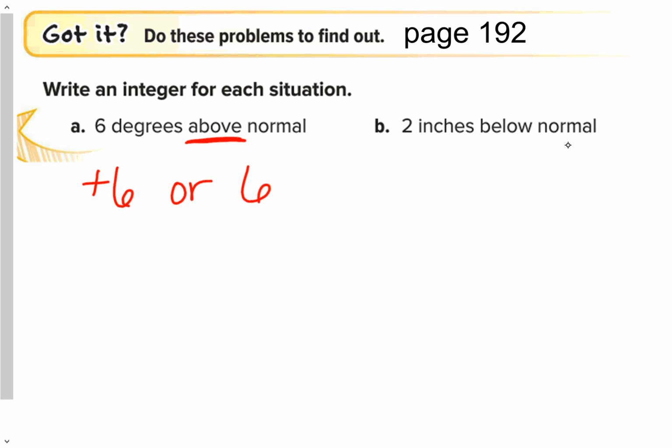Second one, 2 inches below normal. So again, our keyword here is below. That's going to be a negative 2.